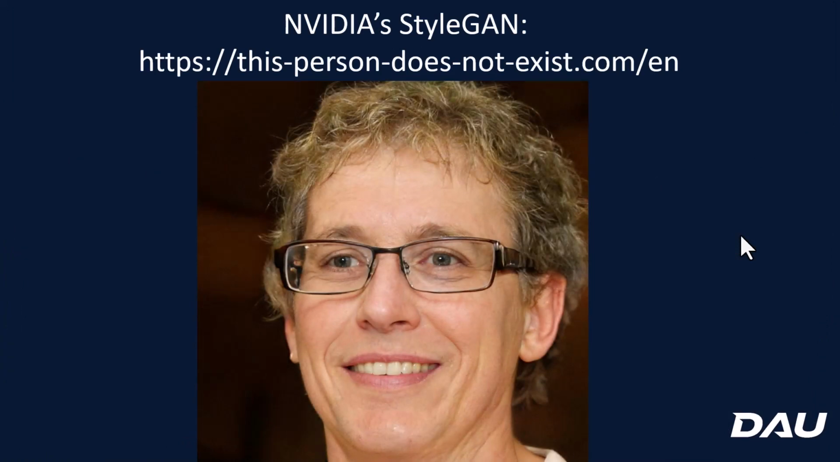This is an image from NVIDIA's StyleGAN. You can go to thispersondoesnotexist.com, and you can generate images of people, well, not people, all day long. And I challenge you to tell whether these are people or not people. They look so incredibly realistic. And these are a direct descendant of these GANs. And now you pretty much understand everything you need to know to understand how these generative adversarial networks work.